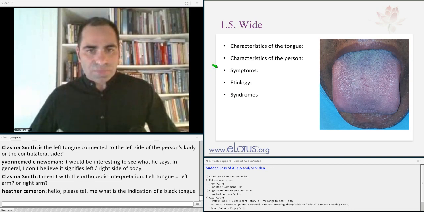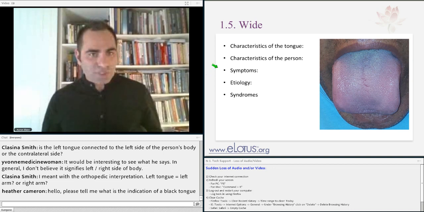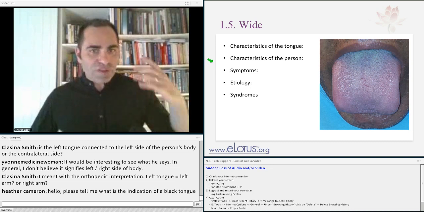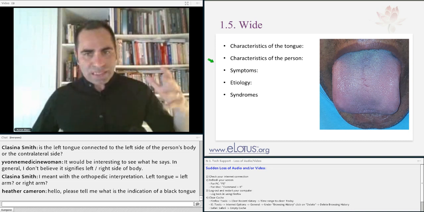Okay, the next one will be wide. This is obviously a very strong person. He's heavy. His immune system is quite strong, but he's heavy also in his mind, as in his ideas.